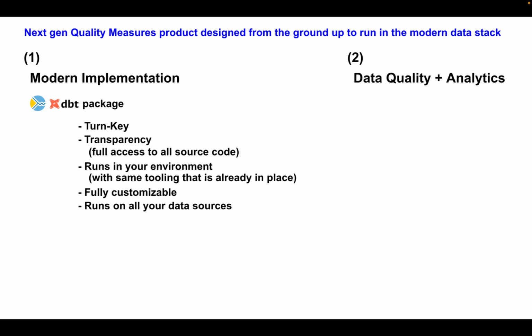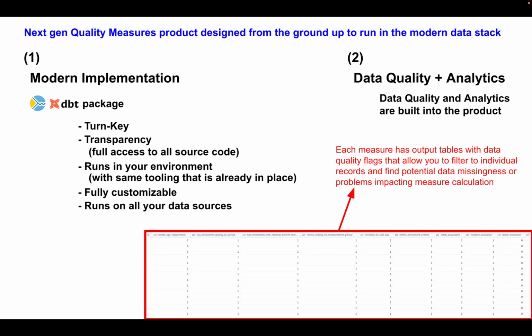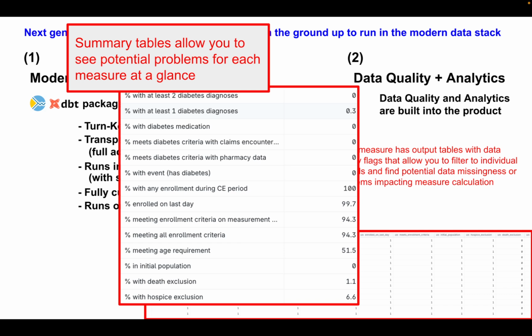product. The second big idea is having data quality and analytics built into the product at its core. So every quality measure comes with output tables with data quality flags that let you filter to individual records, find potential data missingness or problems that are impacting the calculation of a measure. And every measure comes with summary tables that allow you to see potential problems for each measure at a glance.